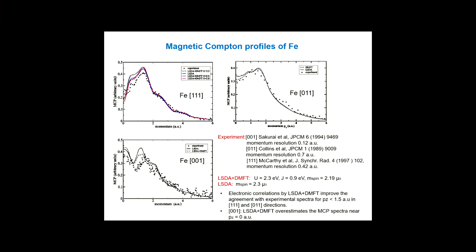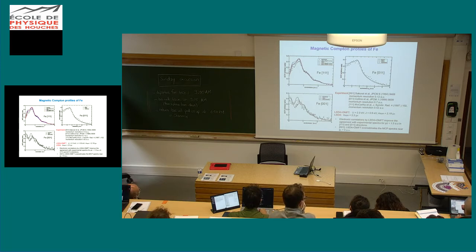In the case of iron, the study was a bit more difficult because we didn't have a unitary experiment along different scattering directions. We should take it from different experimental measurements with different momentum resolutions. But the discussion and the description were similar, and we can get improvement with LSDA plus DMFT by including the electron correlation into the profiles. Mostly we can get an optimal value for this Hubbard term, but there is also an exception here for iron 001, where this DMFT treatment is a bit far from the experimental data, but these are much scattered.